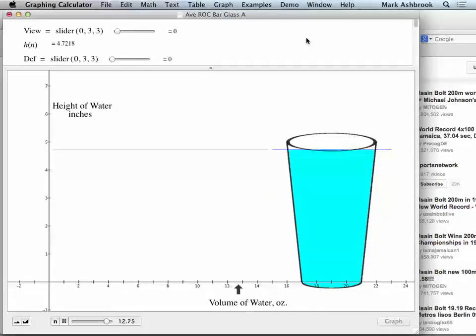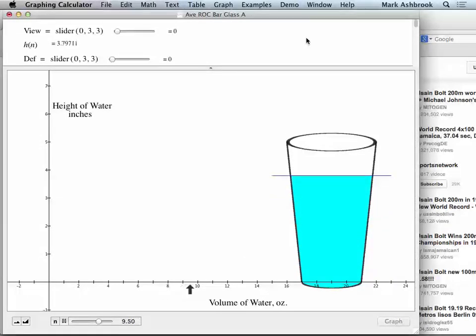Scott? For equal increases in volume, there'll be decreasing increases in height. He said for equal increases in volume, there will be decreasing increases in height. What do you think about that? So at the beginning, for equal changes in volume, what are the changes in height like? Bigger or smaller? Larger because? It's narrow. The glass is narrower, so the same change in volume is going to result in a bigger change in height. Is that right?